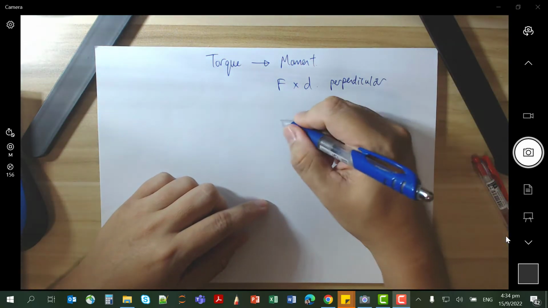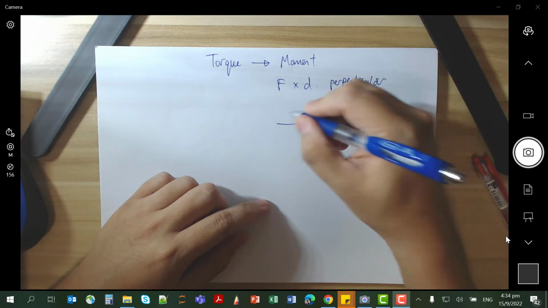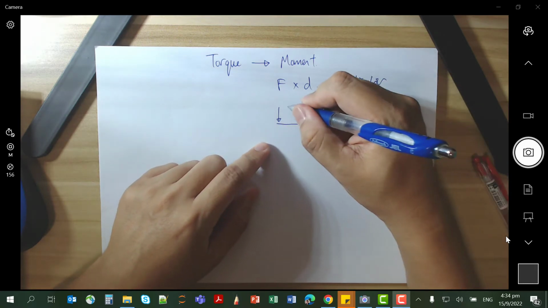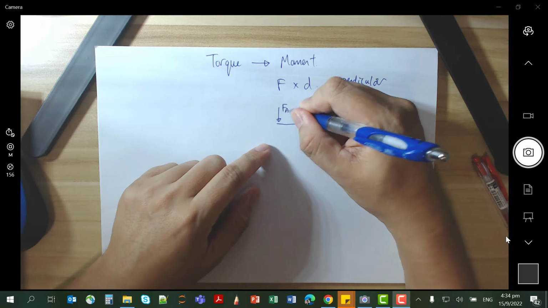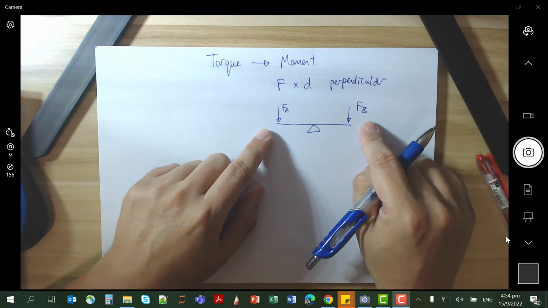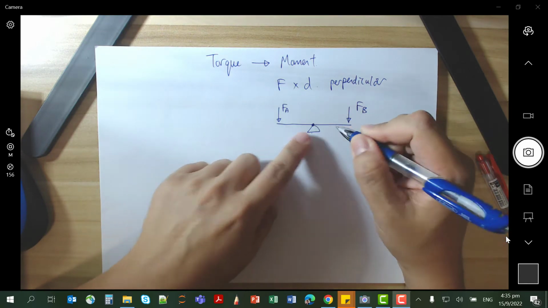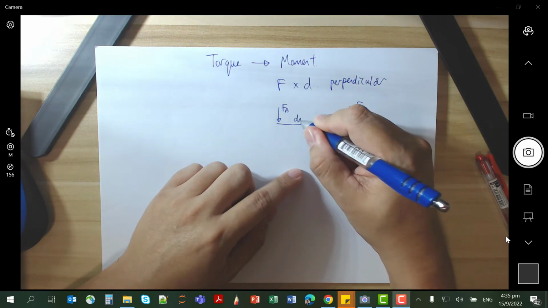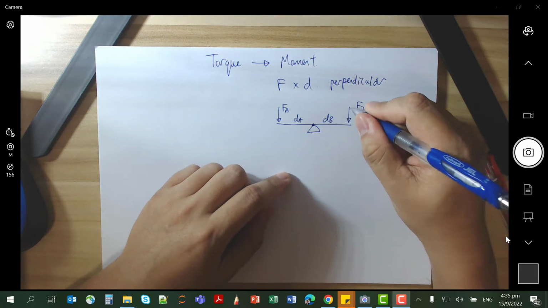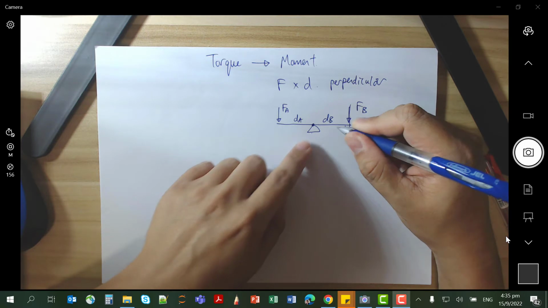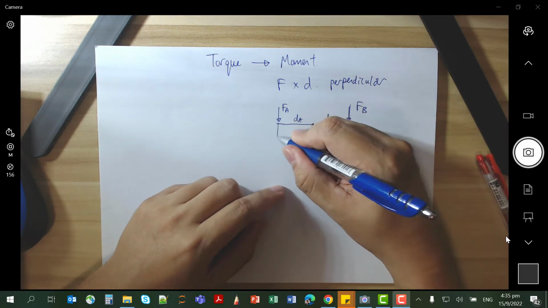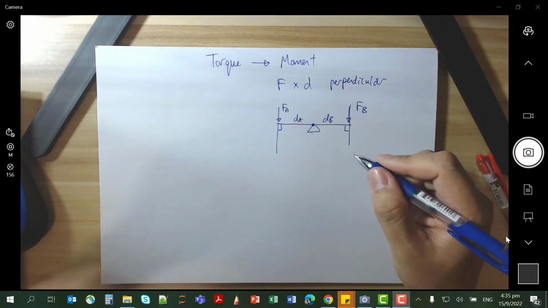For example, if you have a seesaw, one person is on the left, the other person is on the right. It's causing a force FA downwards because of its weight, and then you have an FB force. The distance away from the pivot point, let's say is DA, and this would be DB. Since the force is perpendicular to the distance, DB and DA are used to calculate the moment.